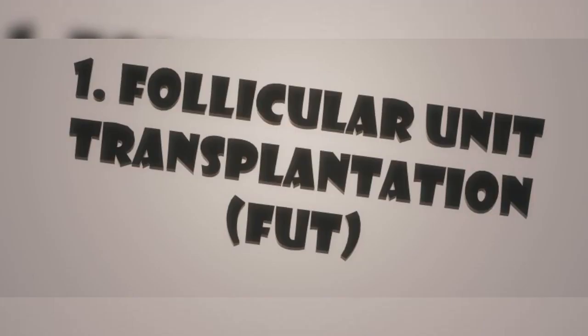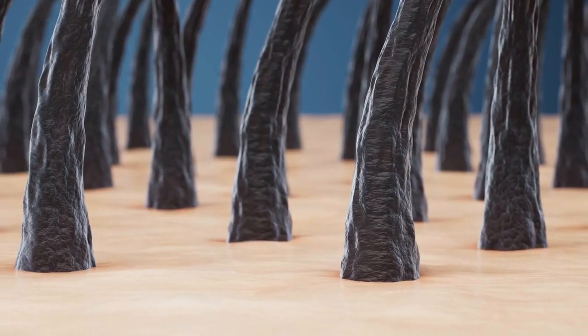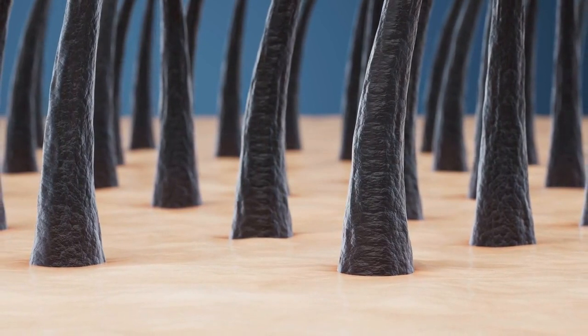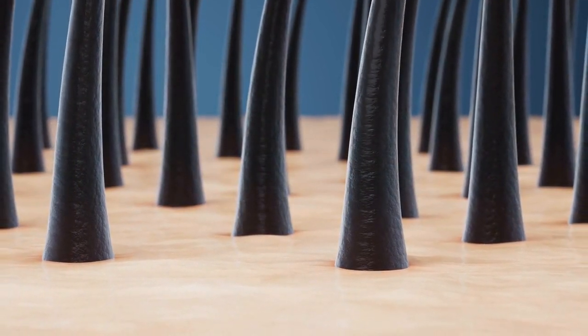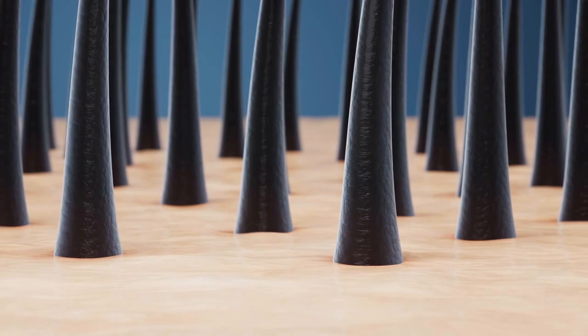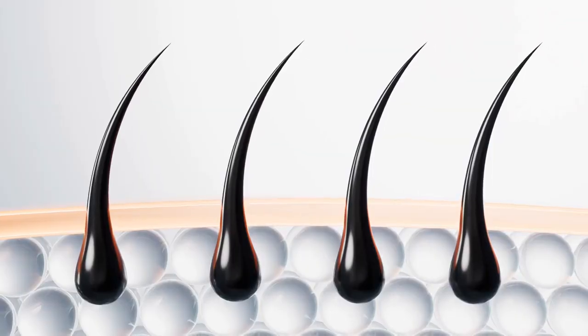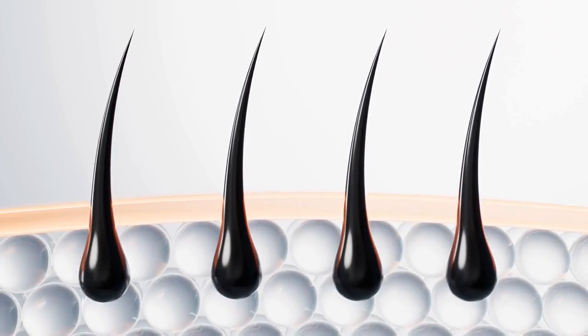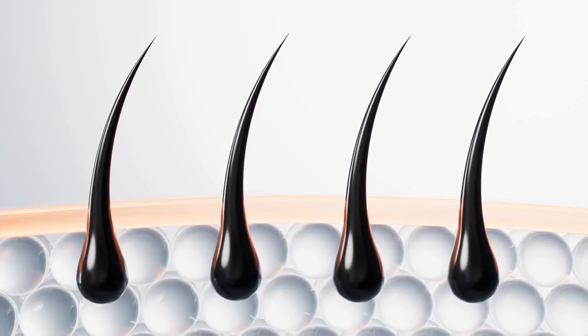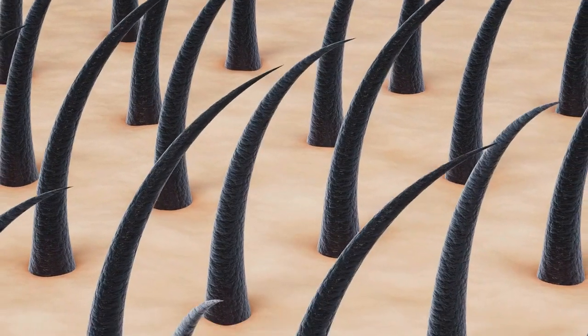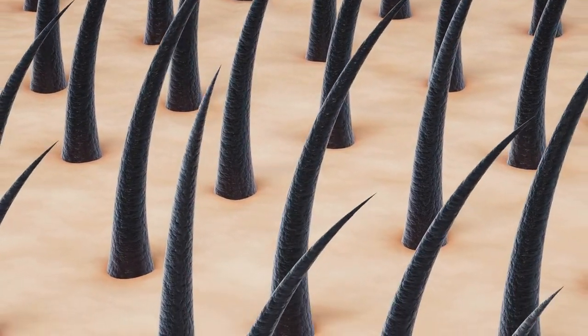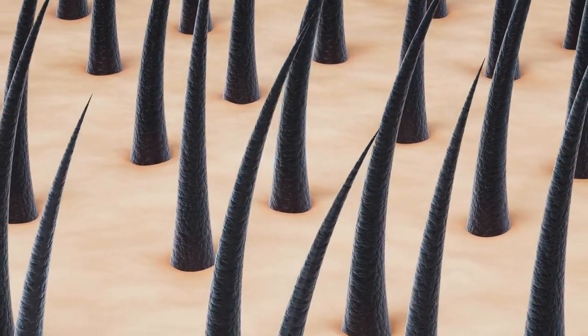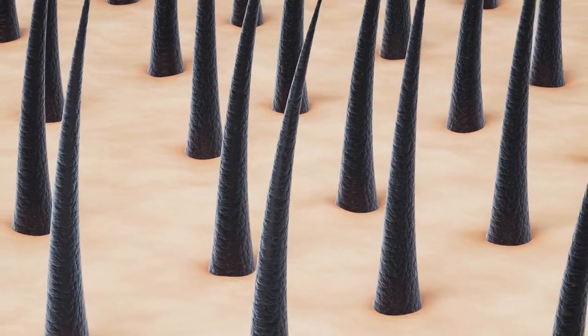So the first one is follicular unit transplantation, FUT. In FUT, a strip of skin containing hair follicles is surgically removed from the donor area, usually the back of the scalp. The removed strip is then dissected into individual grafts containing 1 to several hair follicles. Each follicular unit can contain 1 to 4 hair follicles. These grafts are carefully implanted into the recipient area where hair loss is occurring, in small precise incisions.